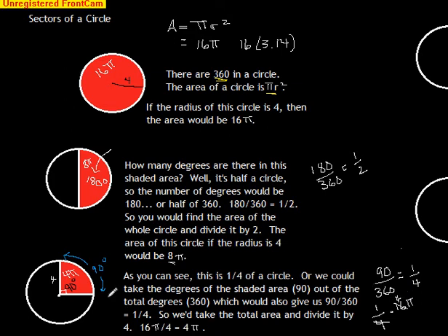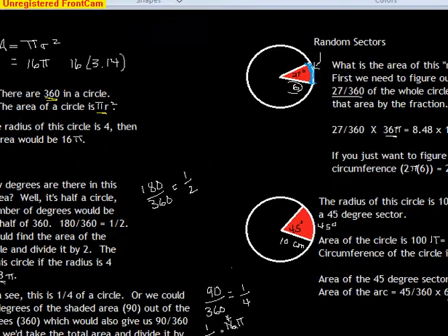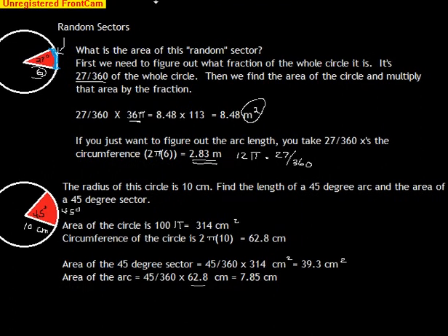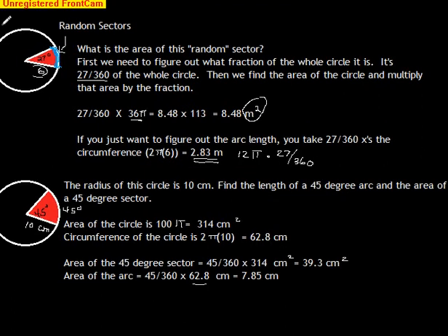Alright, I did all of this just to show you how to figure this out in case you can't remember the formula later on. So let's try some sectors. What if this was some random thing like 27 degrees? Let's go over here where I did this already. So we're going to do some random sectors.